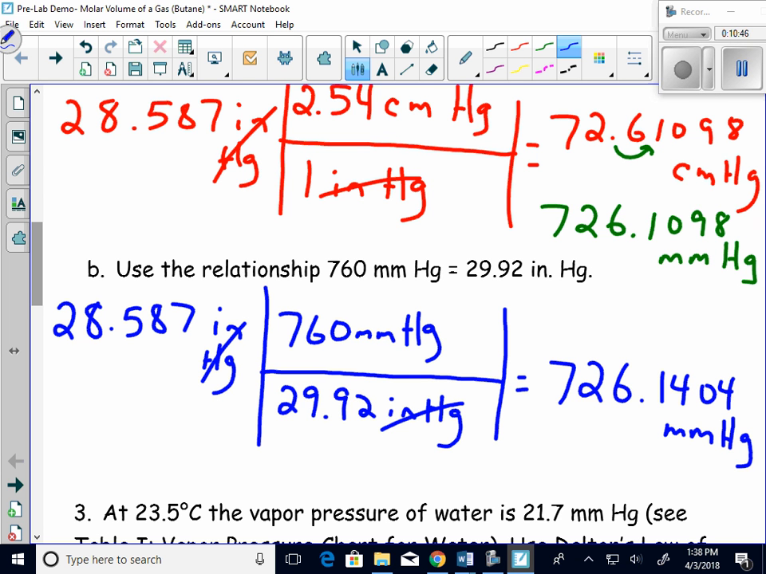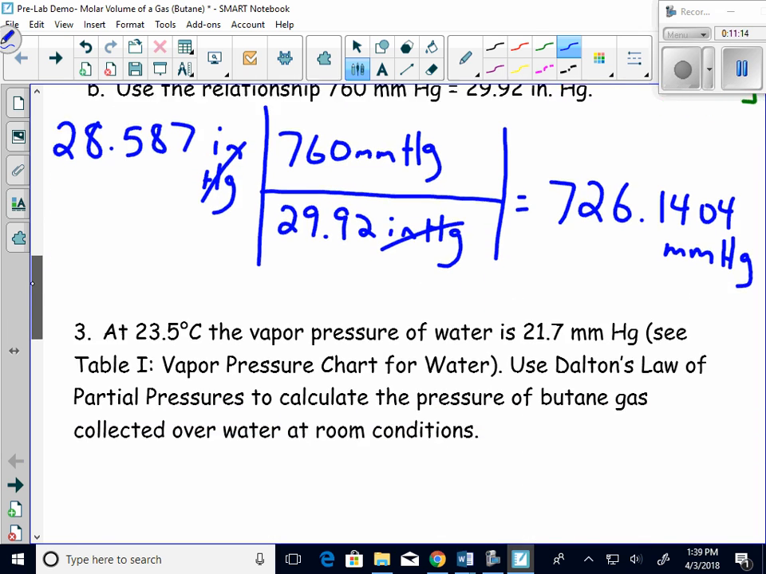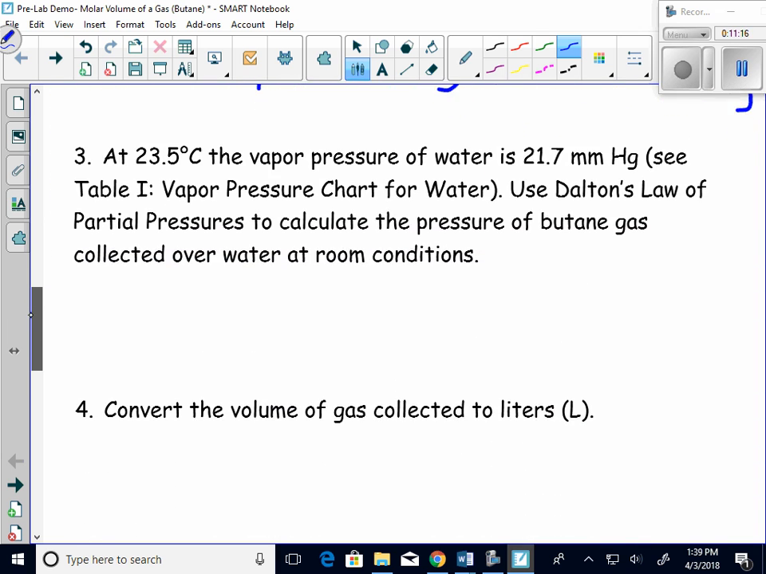So if you look at those two values, 726.1098 millimeters of mercury and 726.1404 millimeters of mercury, they're very, very close, whichever way I did it. All right, I'm going to save that for a little bit later. I'm probably going to use that blue one there, the bottom one.